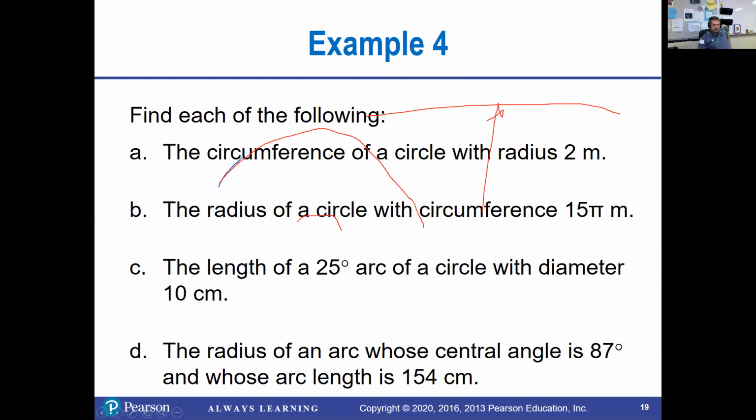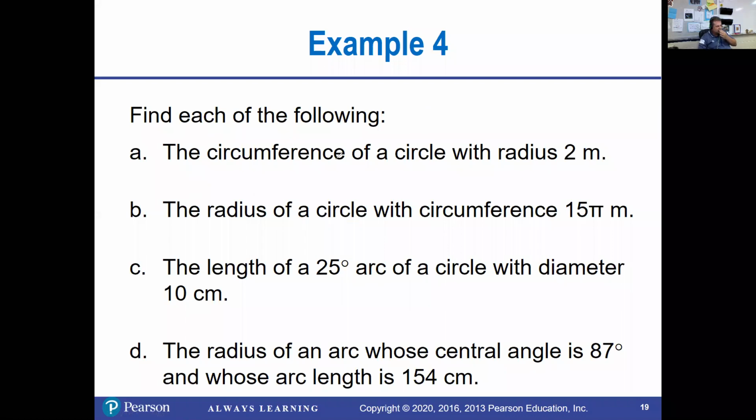All right, so let's find a few things. It says the circumference of a circle with radius 2 meters. So circumference of the circle, remember that's pi times d, or 2 pi r. So this would be 2 pi times 2, which would be 4 pi meters.